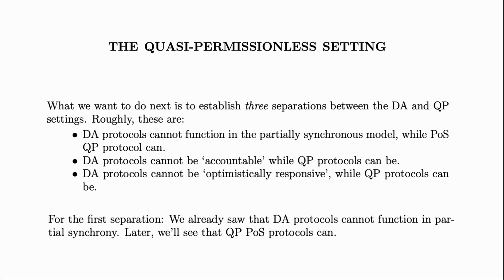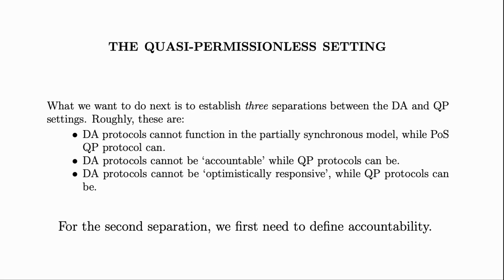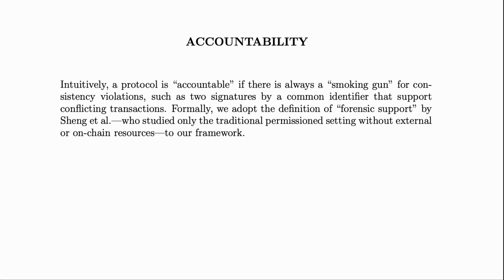As already mentioned there, for the first separation, we already saw that dynamically available protocols cannot function in partial synchrony. Okay, and later on, we'll see that quasi-permissionless proof-of-stake protocols can. So that'll give us the first separation. For the second separation, first of all, we need to define accountability. Okay, so let's do that next.